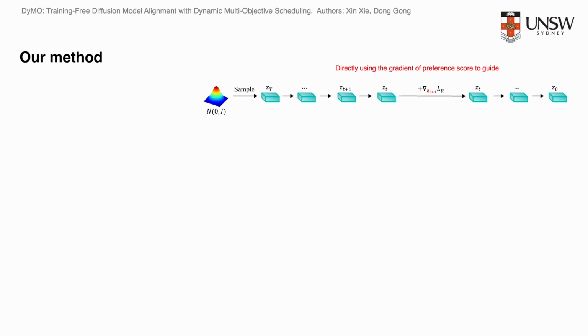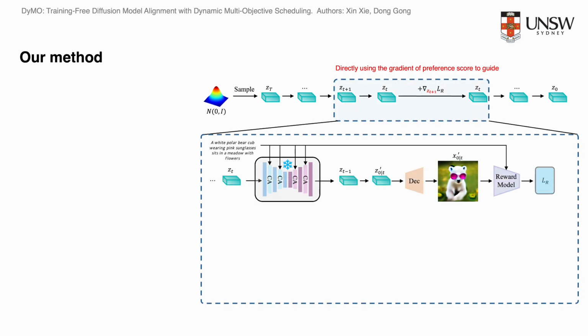To address the issues above, we propose a test-time alignment method. Relying on the pre-trained differentiable text-aware preference scores of the one-step predictions, we guide the denoising process with the gradient computed for the intermediate noisy images.